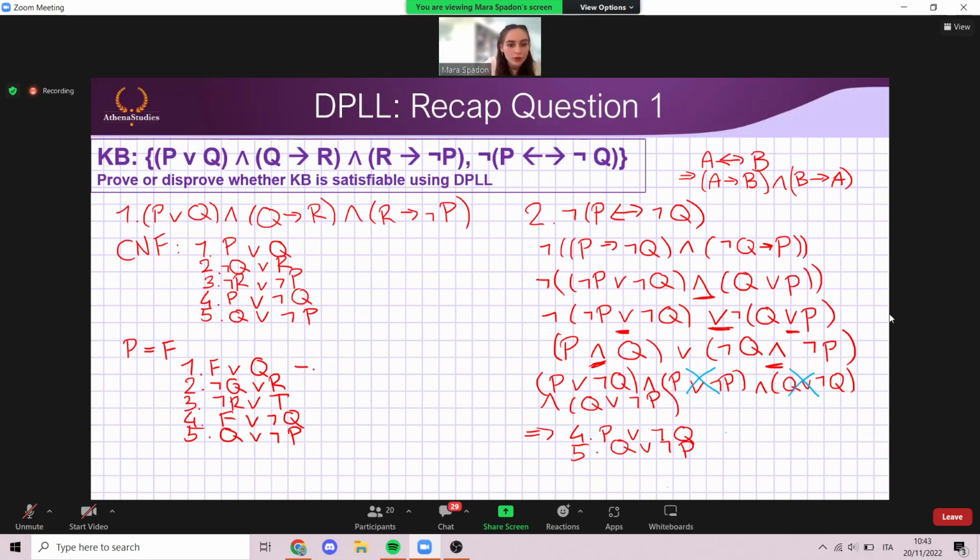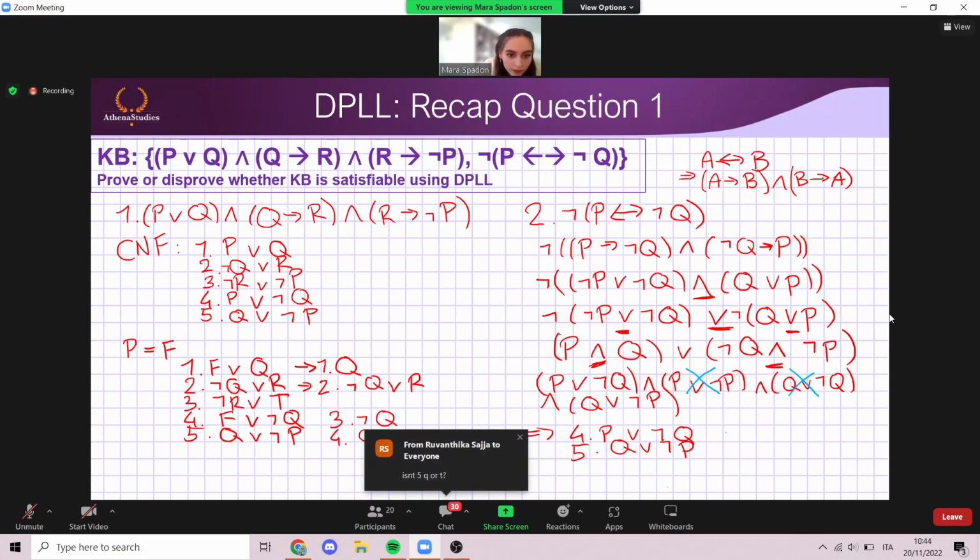So what happens to this first one? We can get rid of false because that doesn't tell us anything. So this becomes q. This stays the same. This one is true. Remember, we got rid of it here. So that's actually what you do. You just get rid of it. So we don't consider that one anymore. So we have a third clause now, which is not q. And we have a fourth clause, which stays the same. Isn't 5 q or true? Oh, yeah, you're right. Excuse me. You are correct. So this is q or not true. So what do we do? We get rid of it. So these are the 3 clauses we end up with.